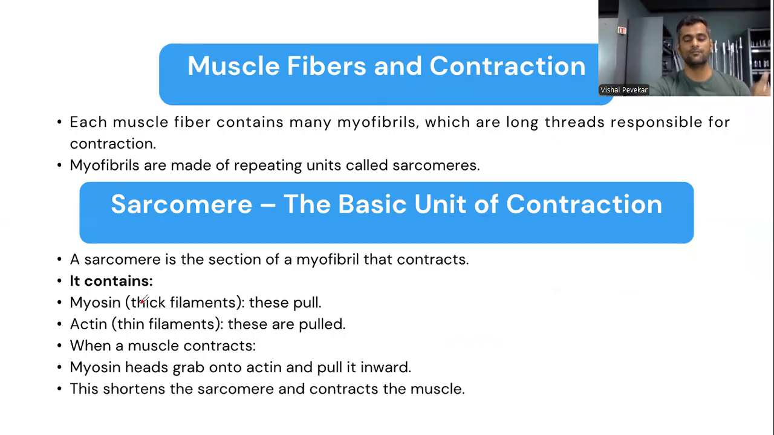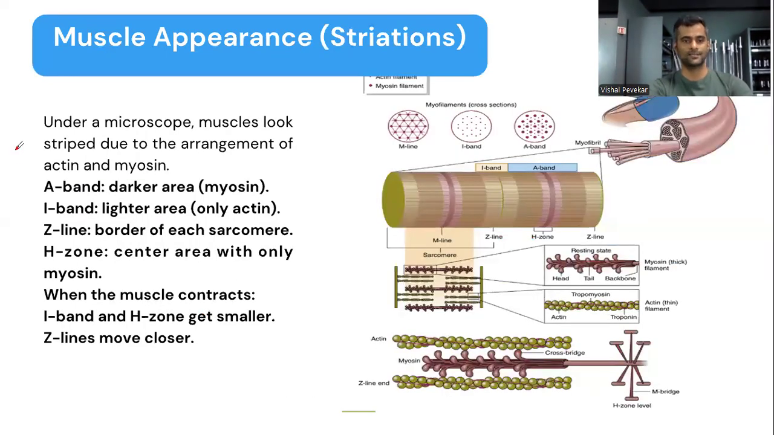What you see here is the myosin thick filament. What I showed you in that image was an actin, and a muscle contracts simply by the head attached onto the myosin pulling on the actin. So the sarcomere shortens and the muscle contracts.